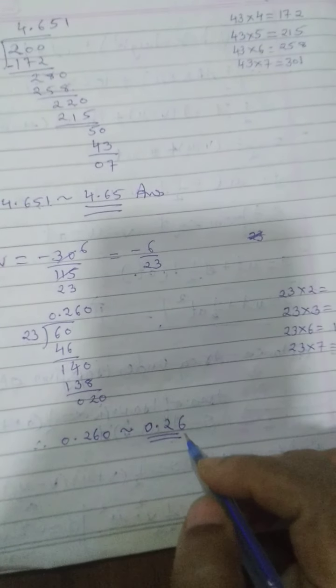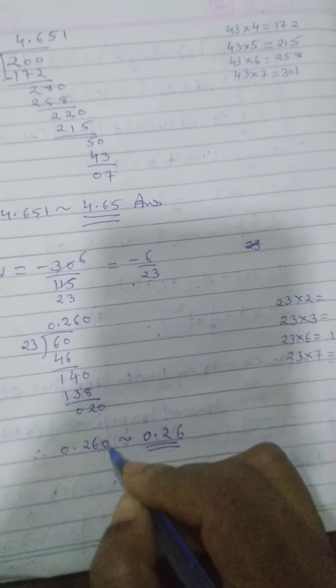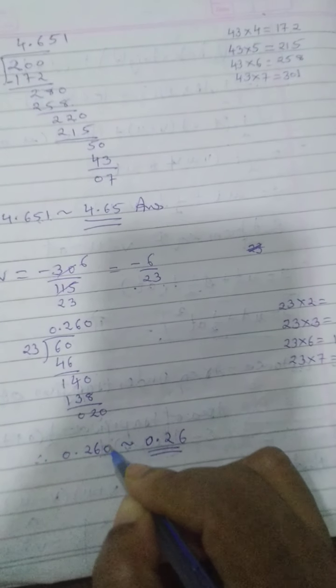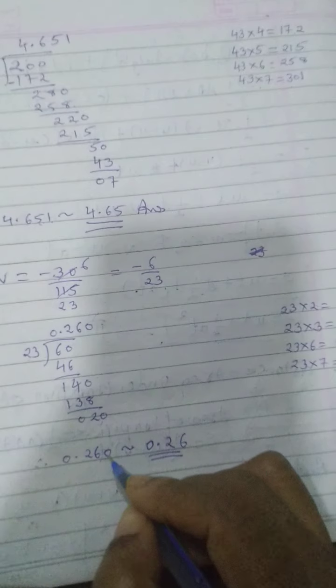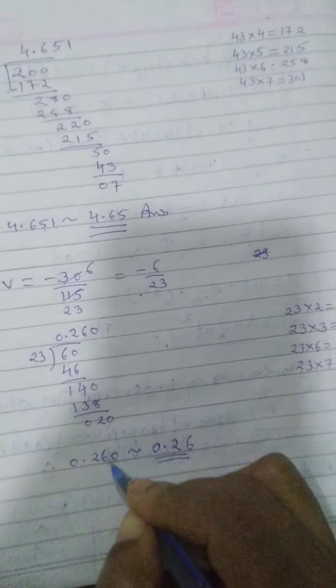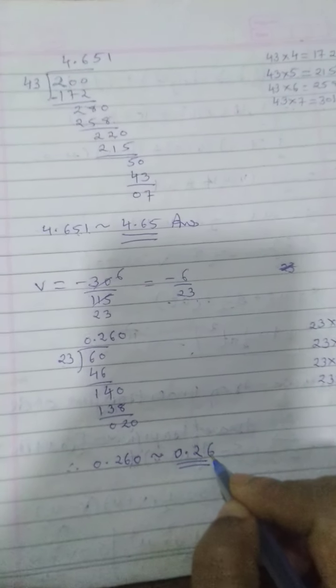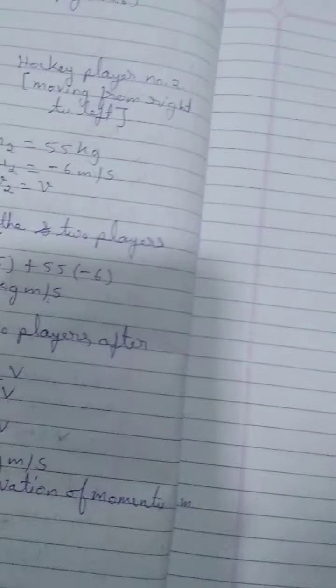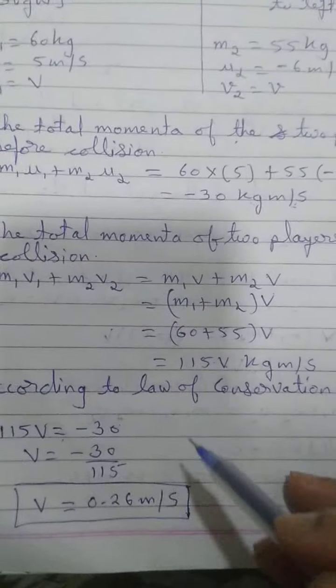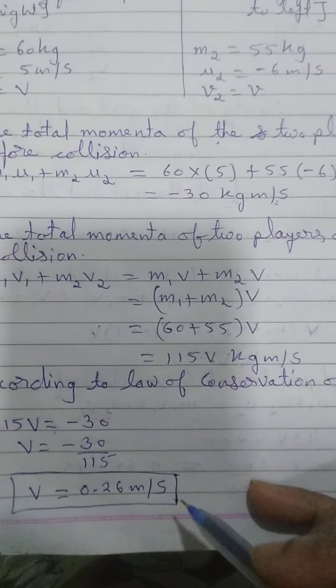Now to take the approximate value up to 2 decimals, I will consider the third digit first. The third digit is 0. It is not 5 or more than 5, so the second digit will remain as it is. So it is 0.26. That is the answer. So we write the final velocity with which the players move, which is 0.26 meter per second.